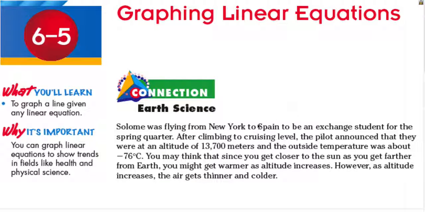Salome was flying from New York to Spain to be an exchange student for the spring quarter. After climbing to cruising level, the pilot announced that they were at an altitude of 13,700 meters and the outside temperature was about negative 76 degrees Celsius. You may think that since you get closer to the sun as you get farther from the earth, you might get warmer as altitude increases. However, as altitude increases, the air gets thinner and colder.